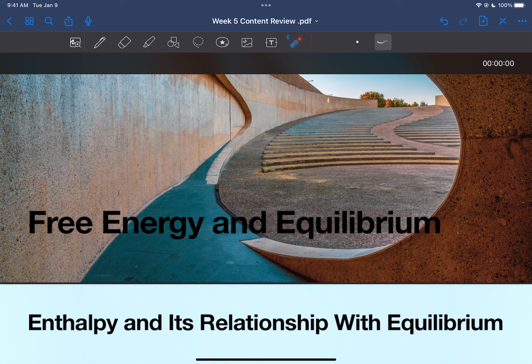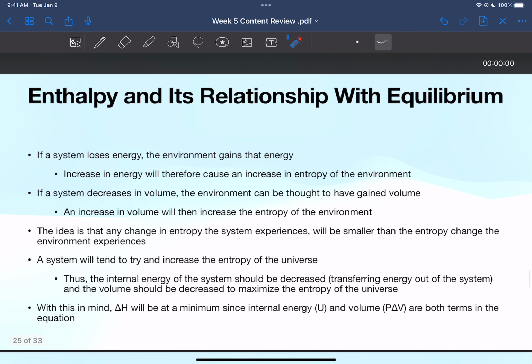Now we can try to think about, okay, how do these free energies relate to the concept of equilibrium, right? So let's address first enthalpy in its relationship with equilibrium. Generally, you don't really have to know physics to understand this: if a system loses energy, we can say that the environment gains that energy, right? Whatever energy is lost by a system is gained by the environment, to make sure that the energy is fully conserved.